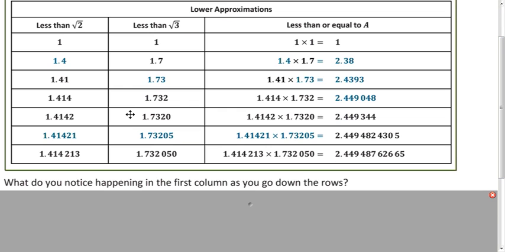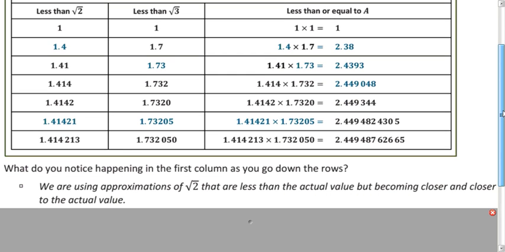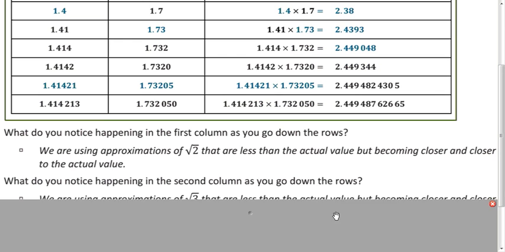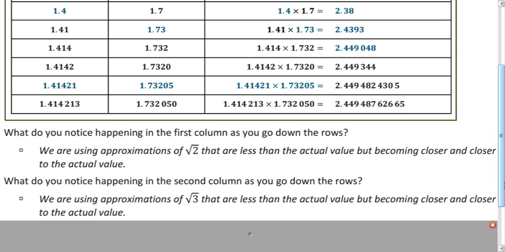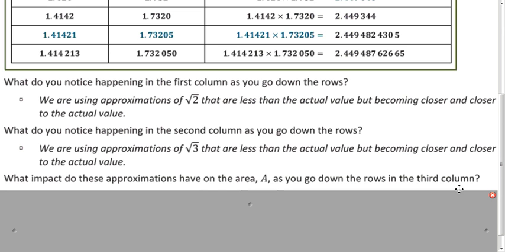So what's happening in the first column here? What's happening with these numbers? We're just doing more approximations of the square root of 2, but every approximation is less than the square root of 2. Okay, and what about the second column? It's the same idea. You have approximations of the square root of 3, but they're all less than the square root of 3. Okay. And what effect do these have on the area as we keep going down?